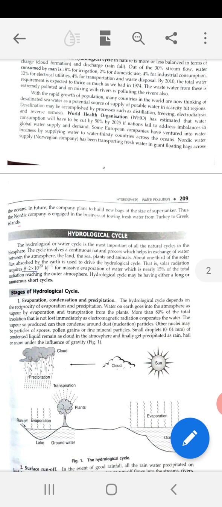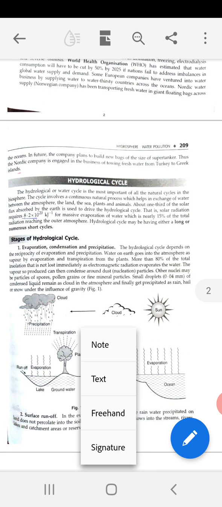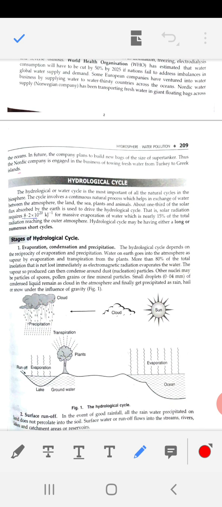Now we will study the hydrological cycle, though we have studied it earlier in the first unit where we studied various biological cycles. The hydrological or water cycle is the most important of all natural cycles in the biosphere. The cycle involves a continuous natural process which helps in exchanging water between the atmosphere, the land, the sea, plants, and animals. About 1/3 of the solar flux absorbed by the earth is used to drive the hydrological cycle.